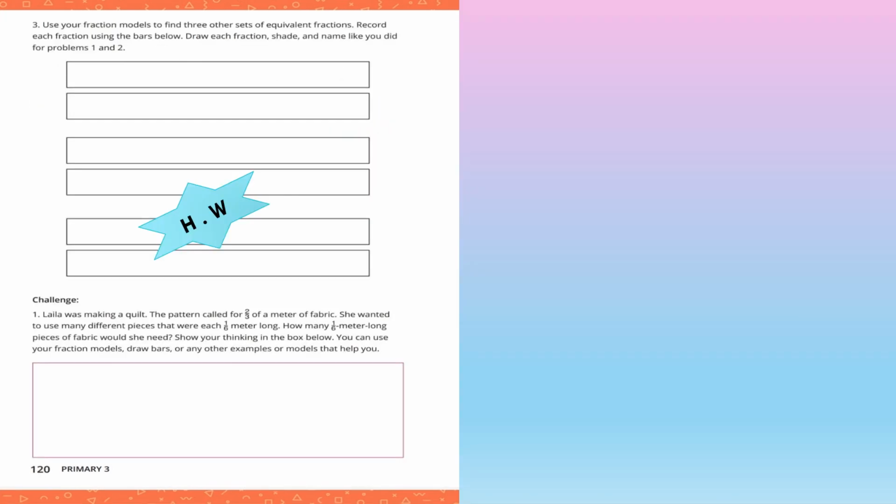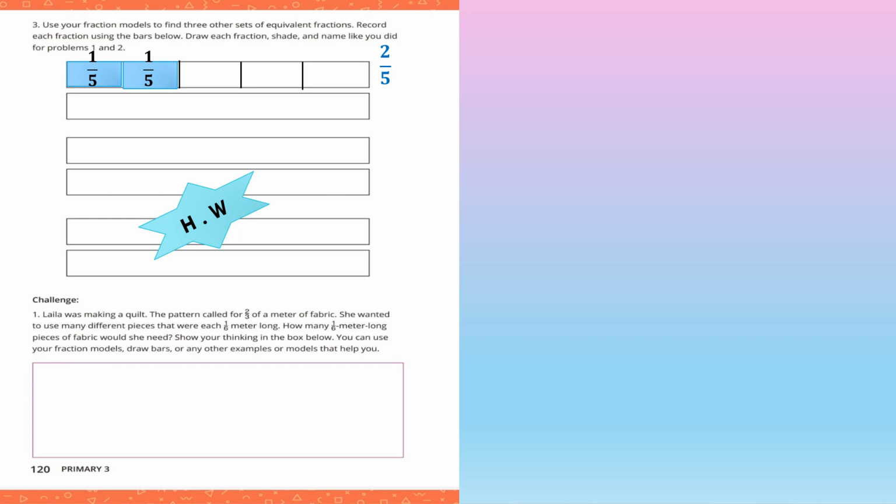Number 3, use your fraction models to find 3 other sets of equivalent fractions. Record each fraction using the bars below. The fraction will be 2/5 or 2 over 5. I will divide this bar into 5 equal parts and color 2 parts. Each part is 1/5 or 1 over 5.